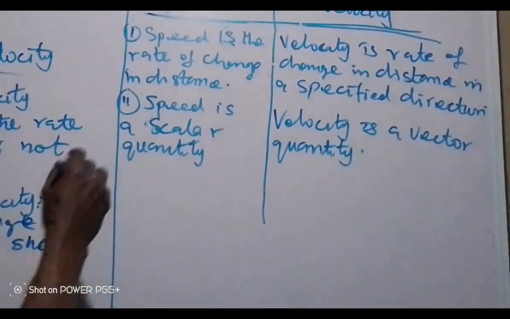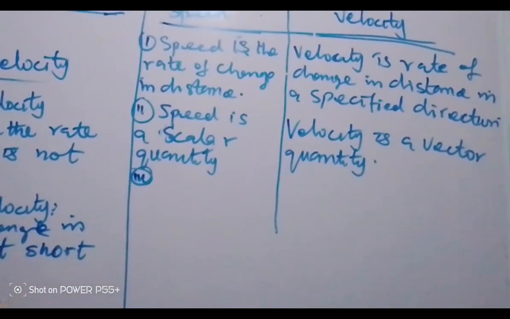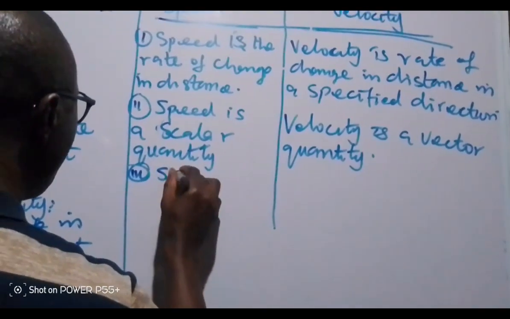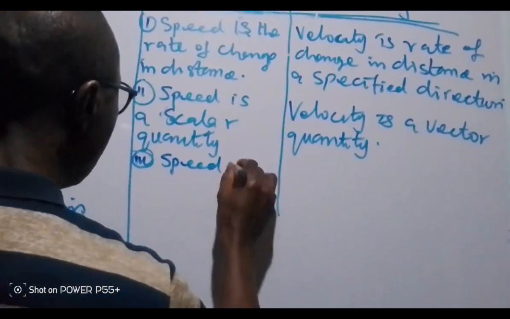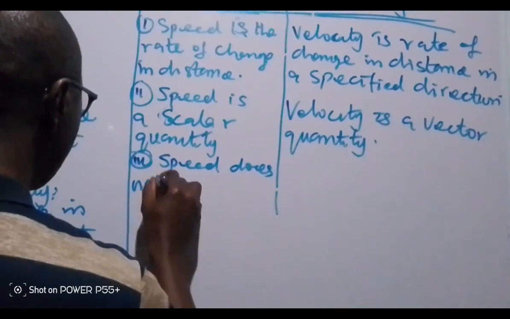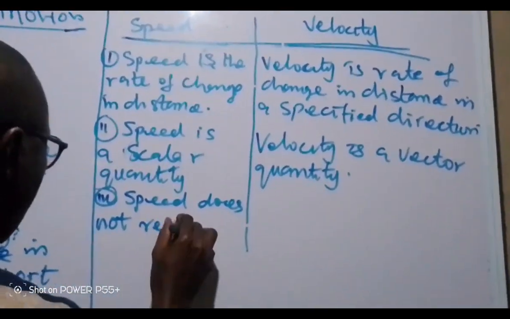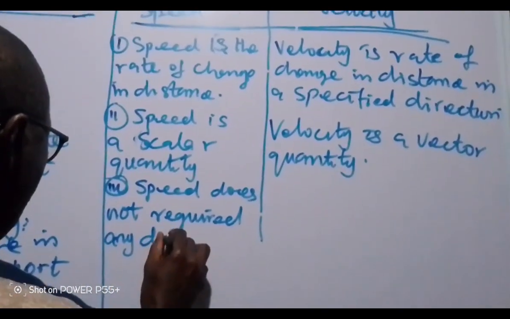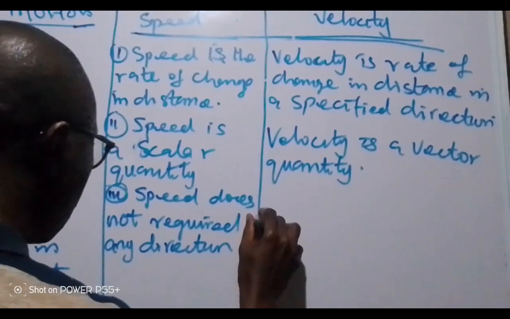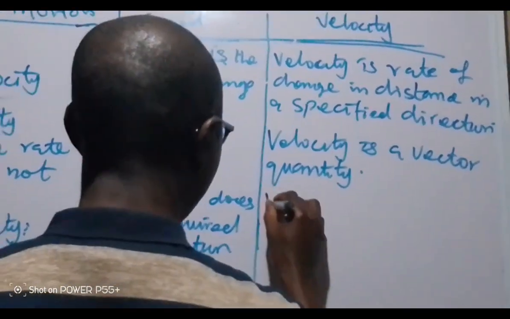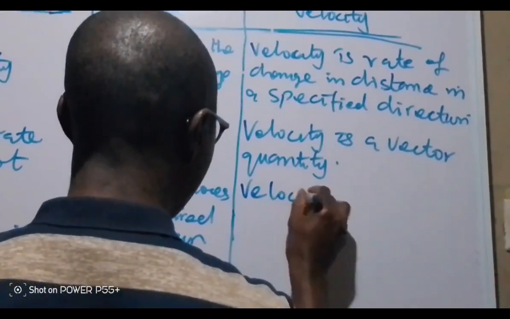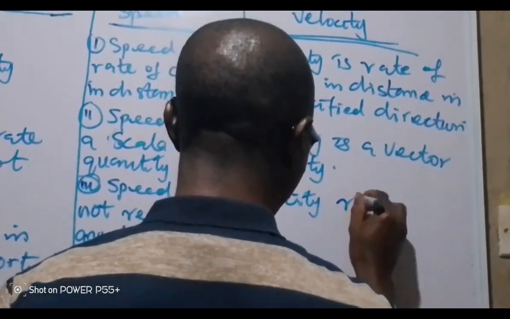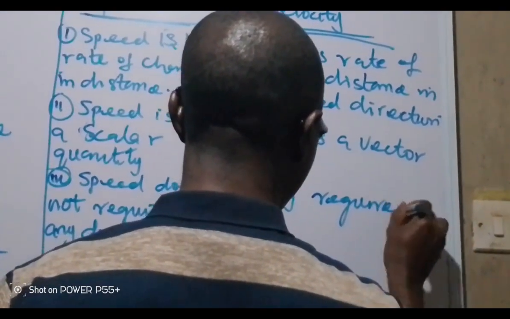Again, number three, as a scalar quantity, speed does not require any direction. But under velocity, it requires direction.